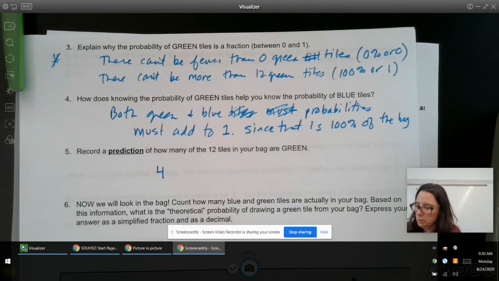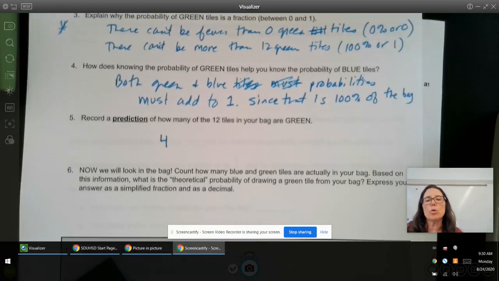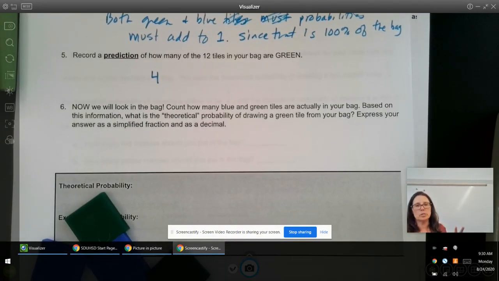Count how many blue and green tiles are actually in your bag. What is the theoretical probability of drawing a green tile from your bag? Express your answer as a simplified fraction and as a decimal. The deal is we just did 2 experiments, one with 6 draws, one with 18 draws, and we got a certain probability. An experiment is exactly what it sounds like. It might not be exactly what's going on. There's a lot of chance going on inside that bag for every grab.